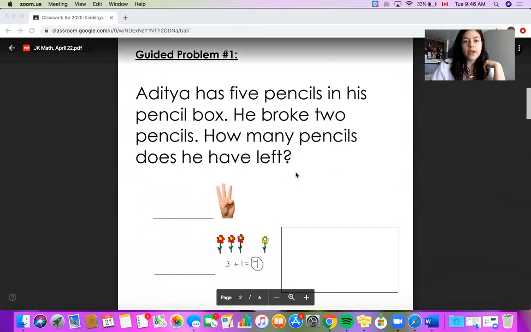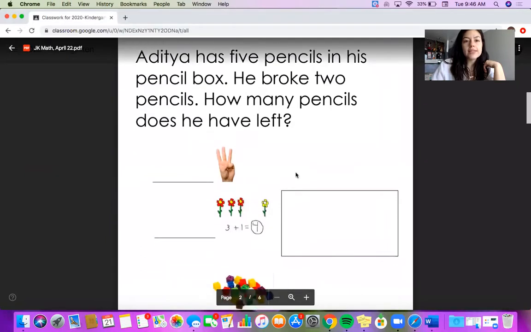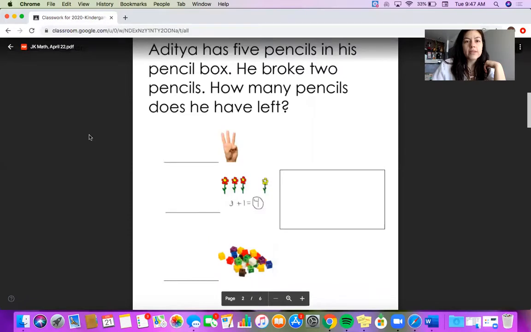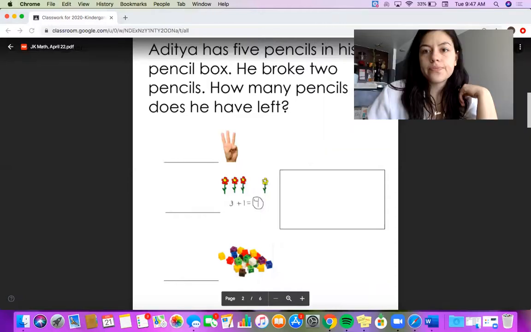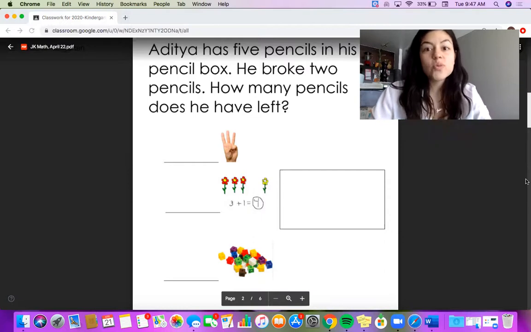So here we have our guided problem, which I'm going to do with you, and it'll give you an example of how you can solve your problems as well. Let me make this a little bit smaller so everything can fit. There we go, that's better. And I'll make my screen a little bit bigger so you can see me as I work. Okay, so let's read the problem together.